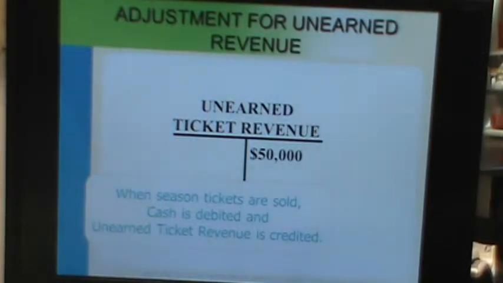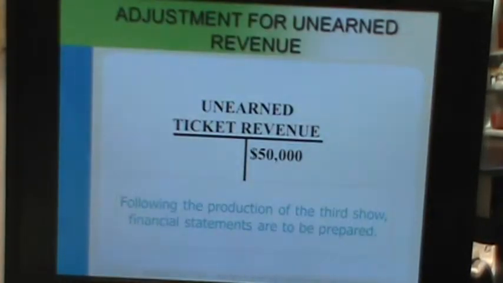So when season tickets are sold, these tickets are sold out. So they have $50,000 of unearned revenue. These people have not paid for their tickets yet, but they will pay for them when they get there. So they have $50,000 of tickets spoken for but not paid for. So when the tickets are sold, cash is going to be debited and the unearned ticket revenue is going to be credited. So following the production of the third show, they're paid for, they're purchased, but they're just not earned yet.